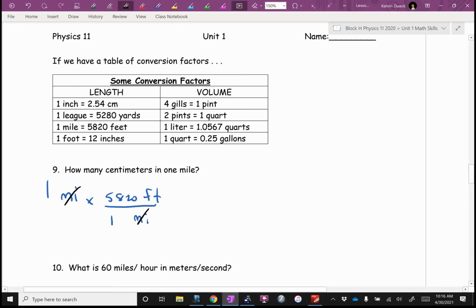Okay, Parker, miles has canceled. Now I'm in feet. I want to get to centimeters. When you go from feet to inches, okay, that works. So feet on the bottom, inches on the top. And 12 inches is 1 foot. That one I've kind of memorized because I play basketball.